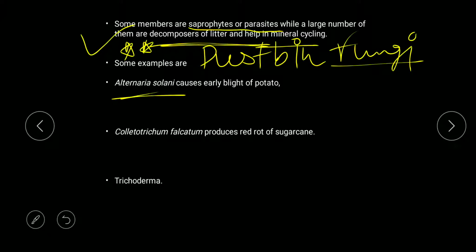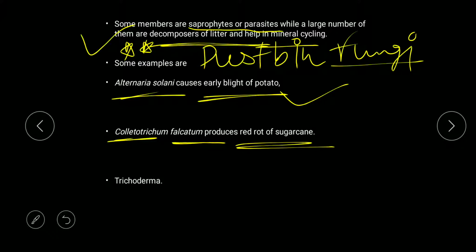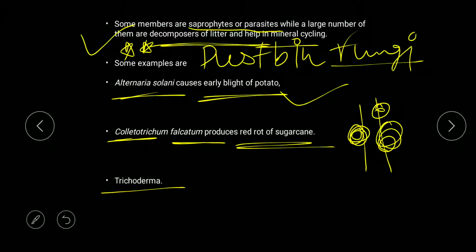Examples include Alternaria solani, which causes early blight of potato. We discussed late blight of potato in the first class, that is Oomycetes. Now we are talking about early blight of potato. Colletotrichum falcatum causes red rot of sugarcane. On the sugarcane stem you will find big red pustules, known as red rot. And the last one is Trichoderma. These are easy examples, but please remember all these examples, because in 12th class also you have to study them in detail. Okay, so that is the Deuteromycetes, and till now we have discussed all the classes from Oomycetes to Zygomycetes, Asco and Basidio, and then the Deutero.